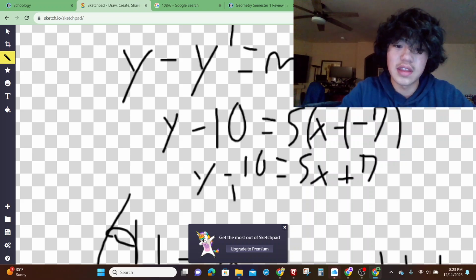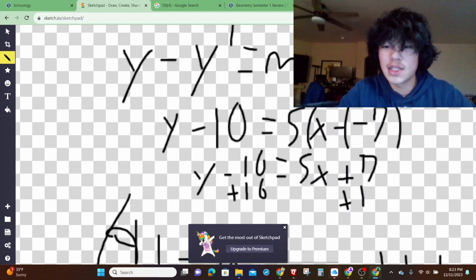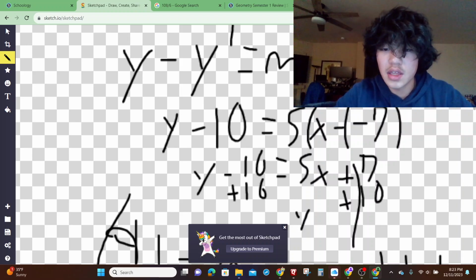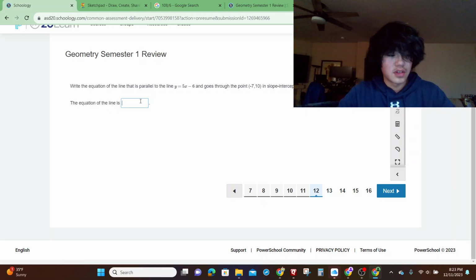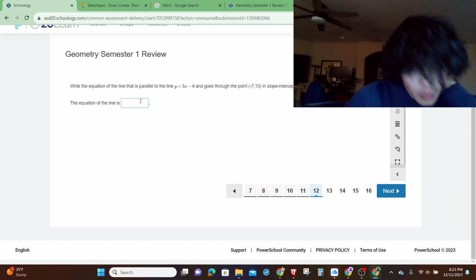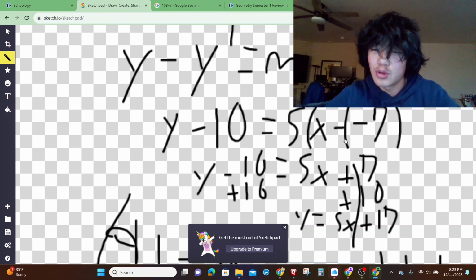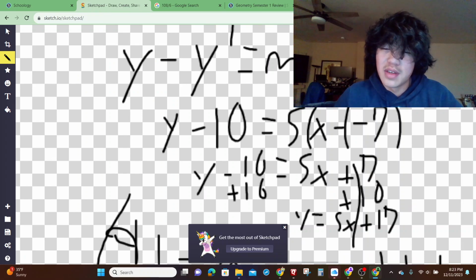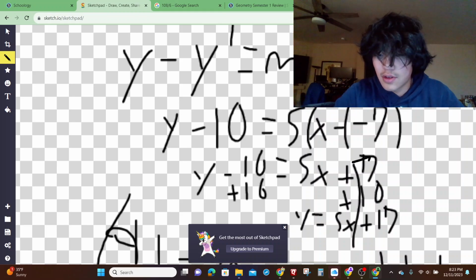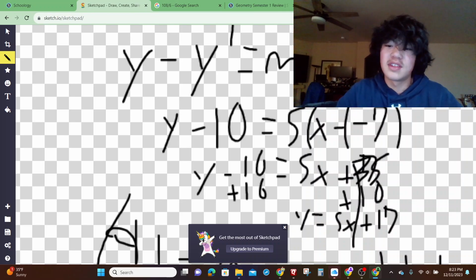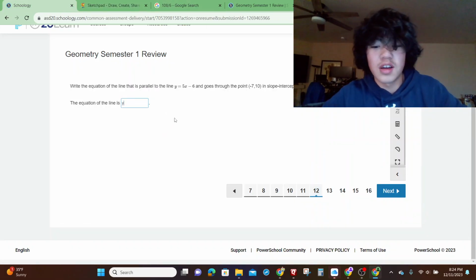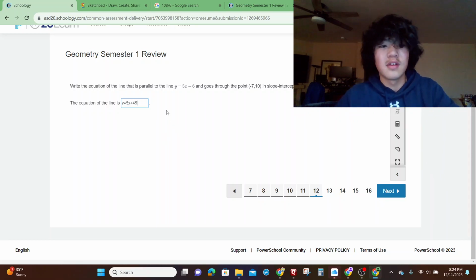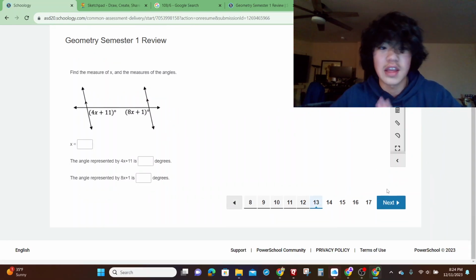Okay, so let's get this out of here. Make the y by itself. So y equals 5x plus 17, and that is our answer because they want it in slope intercept. Wait 1 second. We forgot to multiply the 7. Always remember the 7. 35. Then it's plus 10, so it's 45. So 5x plus 45. Y equals 5x plus 45. That gives us our answer.